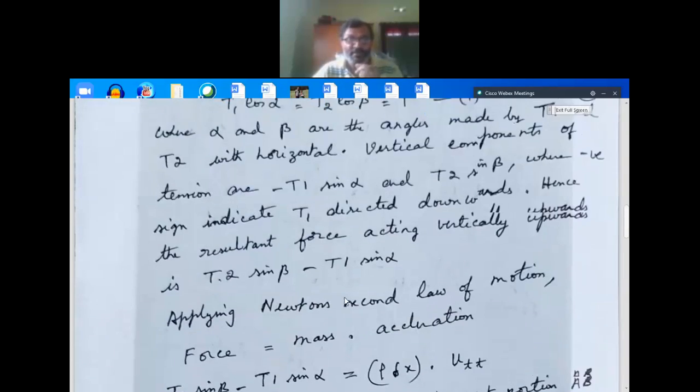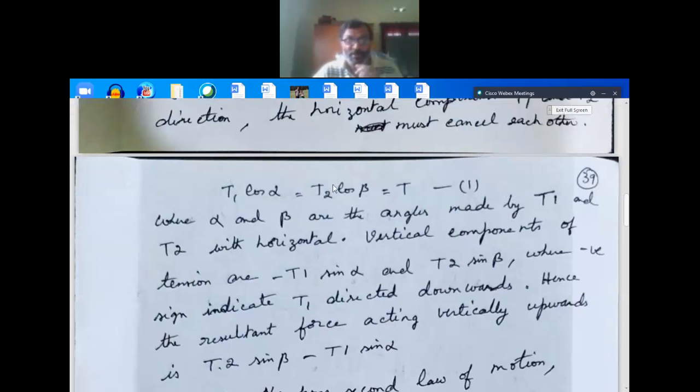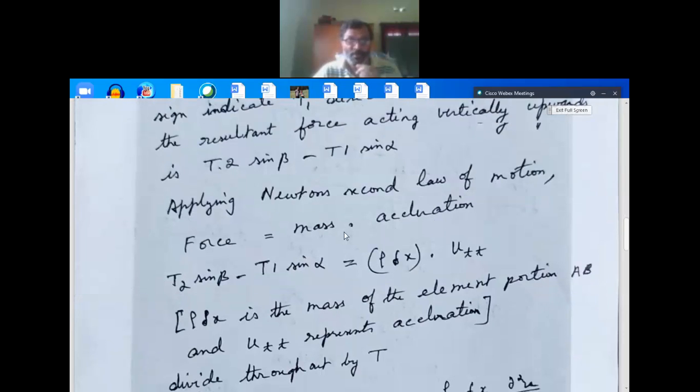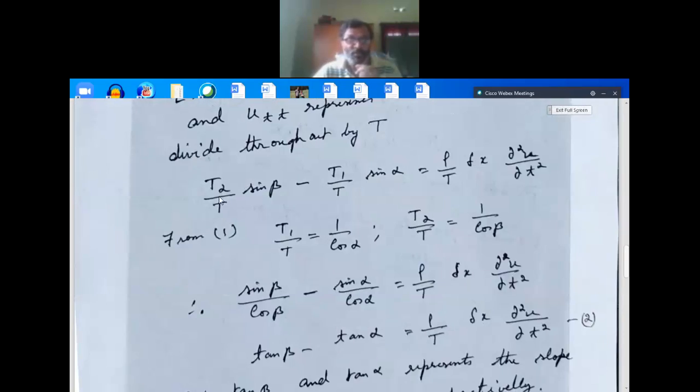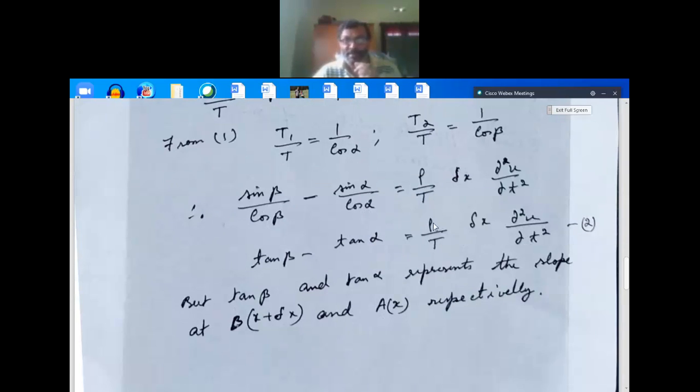T1 by T is 1 by cos alpha. T2 by T is 1 by cos beta. Substitute here: T2 by T is 1 by cos beta, so sin beta by cos beta. T1 by T is 1 by cos alpha, so sin alpha by cos alpha. Substitute as it is. This is tan beta minus tan alpha, equals rho by T times delta x, dou squared u by dou t squared. Take it as 2.